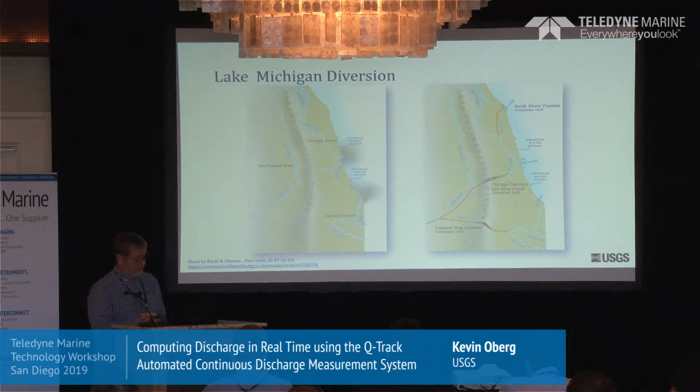And for reasons I'll explain in a minute, in the late 1800s, a canal was created that took water from what is called the North Branch of the Chicago River and South Branch Chicago River, and transported it down this canal and eventually into the Des Plaines River. So it was an interbasin transfer of water.